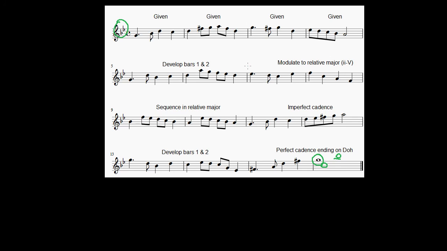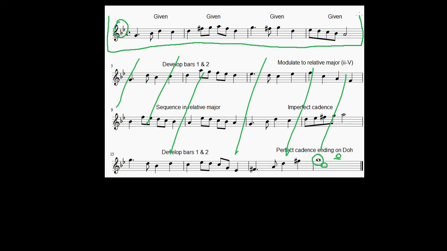When it comes to actually writing your melody question, you're not going to have that though. You've only been given these first 4 bars. So you need to be able to work out just from these 4 bars whether it's in the relative major or the relative minor key. How you do that is the accidentals.